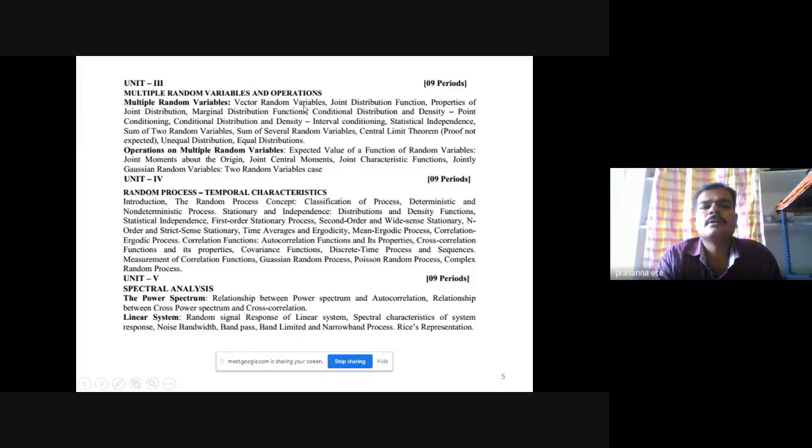Here we have vector random variables and joint distribution functions. There are a lot of topics, so I'll leave the topics for you to read, as these are a little bit complex to explain.